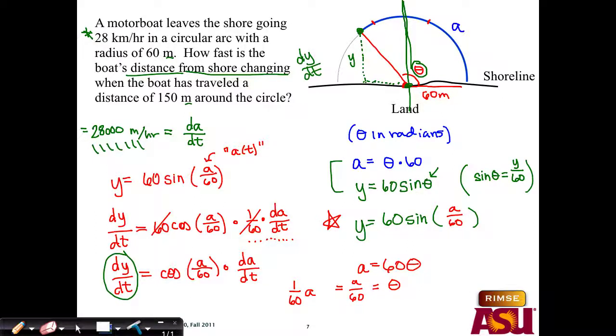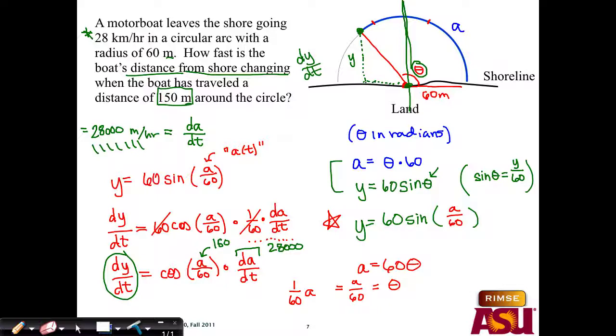All we need to know is a value for A, this arc length here, which is 150 meters, and the speed at which we're going along the arc, dA/dt, that's our 28,000 meters per hour, to have the units properly here. So I do cosine of 150 over 60 times 28,000, and that will tell me in meters per hour how fast the boat is approaching the shore.